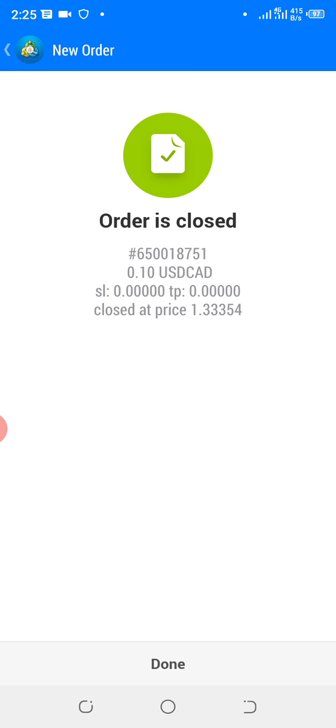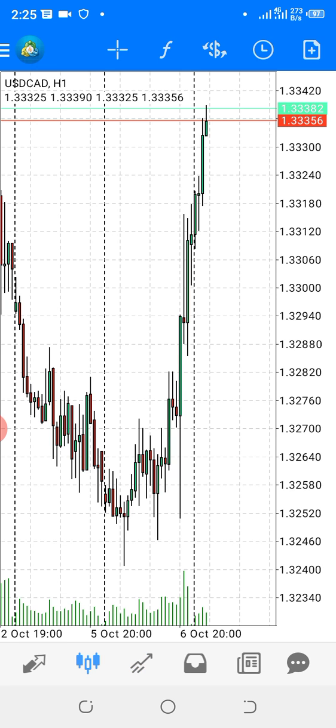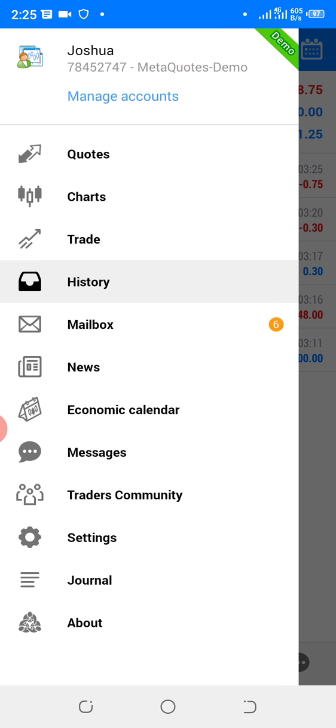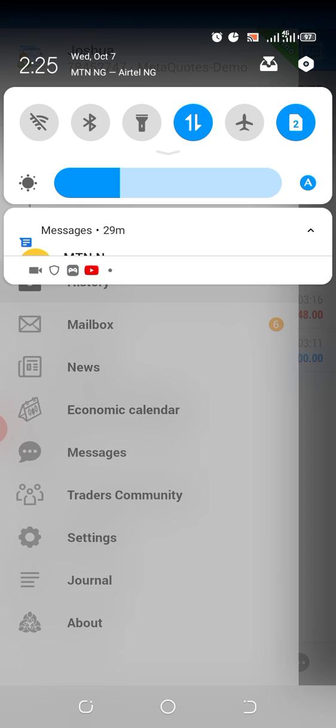So I hope you learned this lesson, the lot size, the required margin and the leverage, and how they relate together to give you a calculation. So let's close it. Take care and have a nice day.